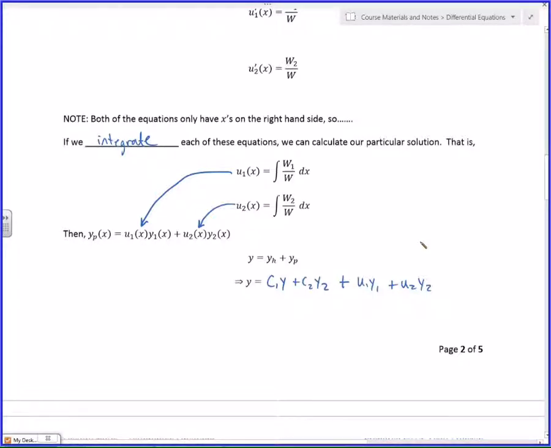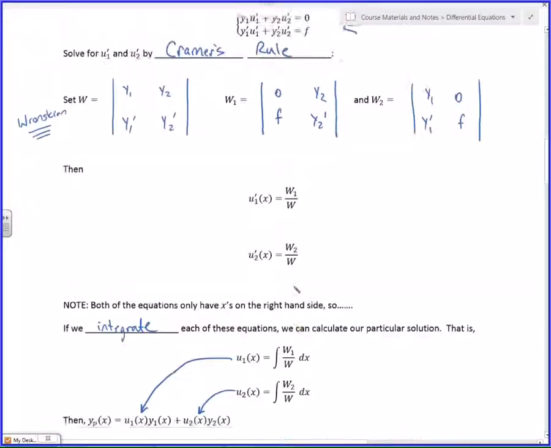So that's our technique. That first one's a C1y1, right? So what do I have to remember to do this?